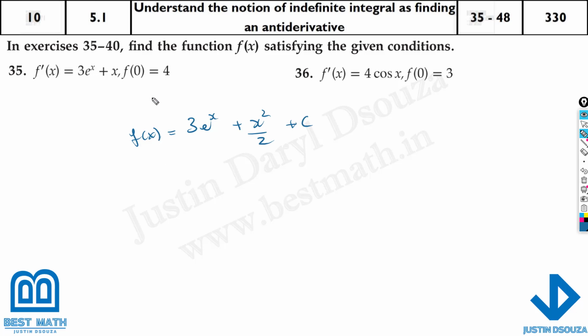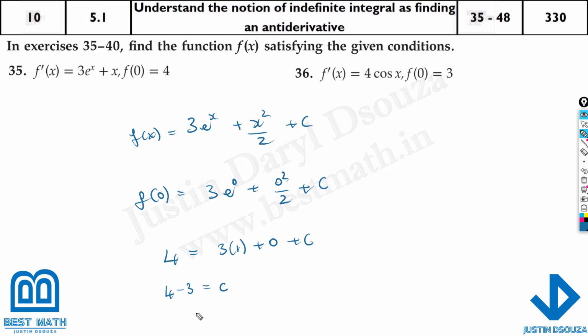And then now what is given? F of 0. If we consider all the x values to be 0, what happens? It will be 3 to the power 0 plus 0 squared by 2 plus c. What is f of 0 value? It is 4. That means over here we have 3 into e to the power 0 is 1 plus 0 plus c. This is 3. So let's take 3 to the other side. It will be 4 minus 3 is equal to c, or 1 is equal to c.